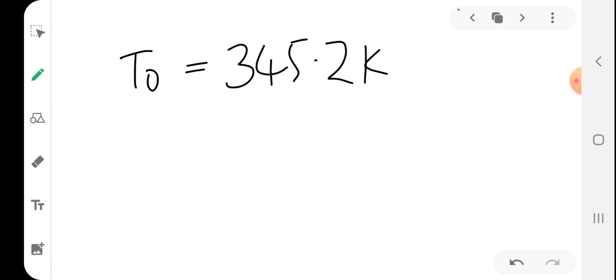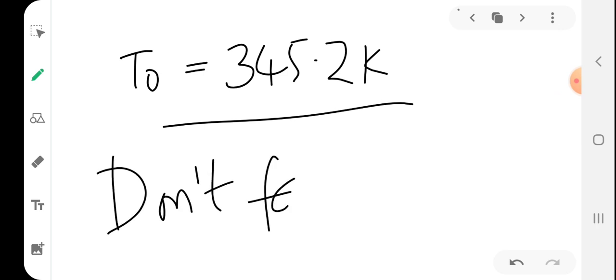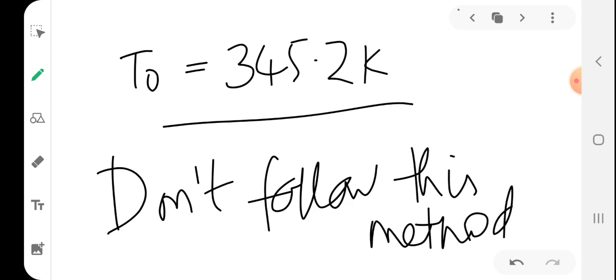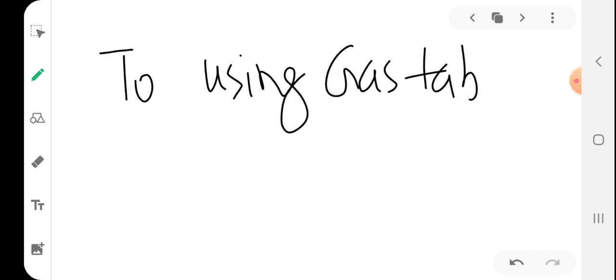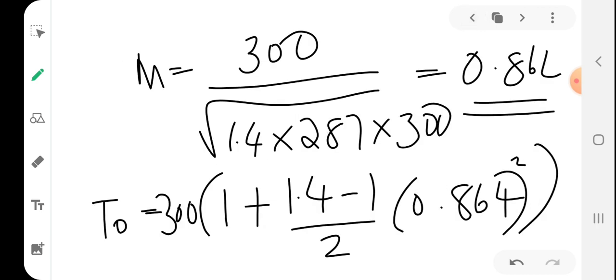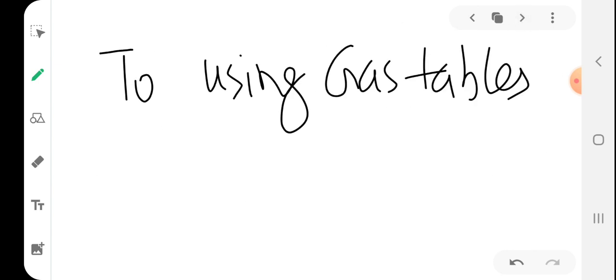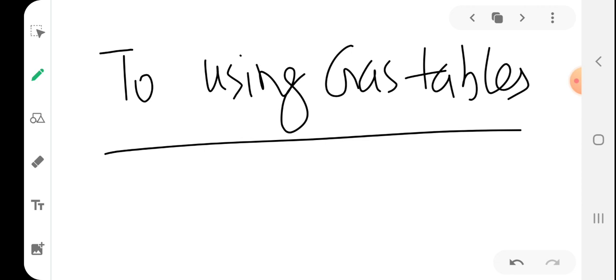And now I will show you another method. Okay, you can directly get the value of T0 using gas tables. So that is the important point. You don't need to apply this particular equation here. Without applying this equation, you can directly get the value of T0 using gas tables.